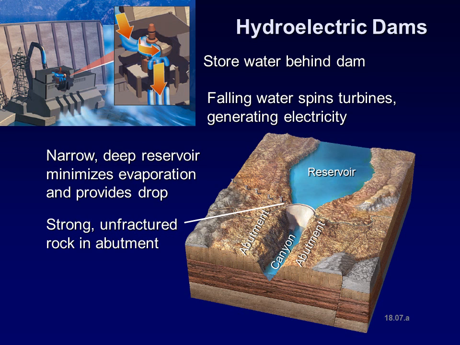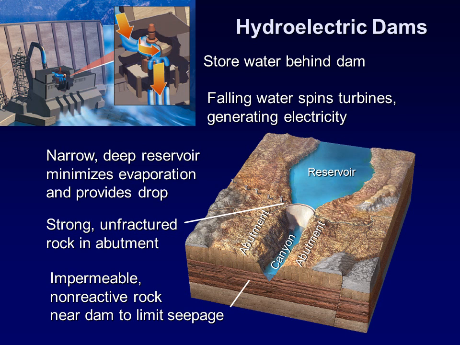The side rocks are called the abutments, and those need to be relatively strong, unfractured, and insoluble to hold up the weight of all that water behind the wall, or behind the dam. And you need to have no fractures, faults, high permeability, or other weakness in the rocks. Okay, so those are our geologic factors that are important.